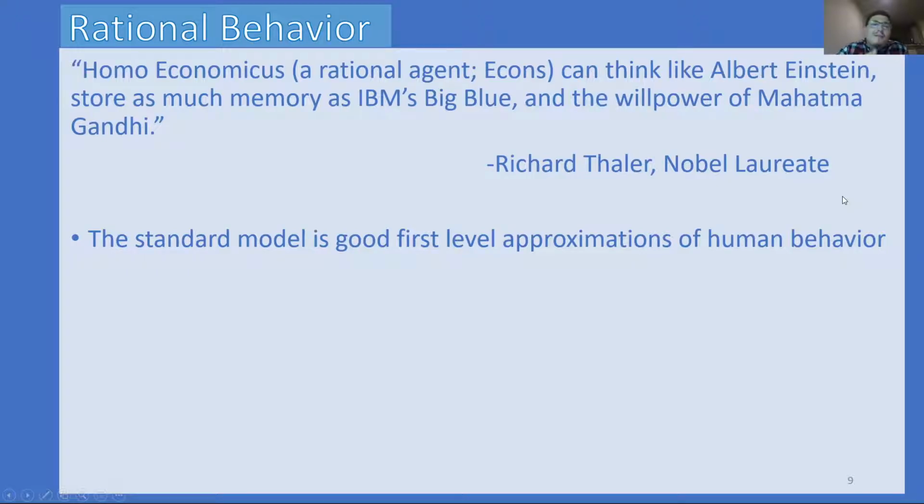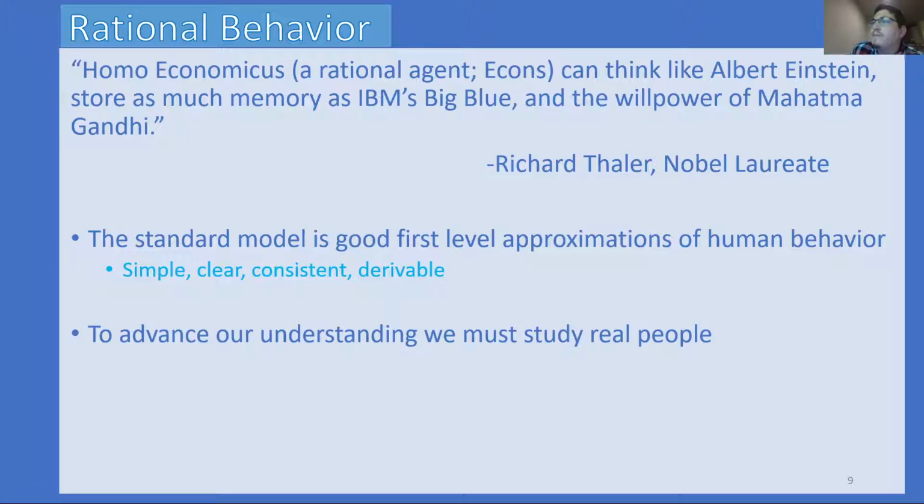So the standard model, right, it's really, really good at first level approximations of human behavior. It's really good at making simple predictions, simple, clear, consistent, and you can derive it very easily with math, with logic. That's a really important point here. You can't derive behavioral economics with logic. You have to observe human behavior. That's what I'm going to mention in a second here.